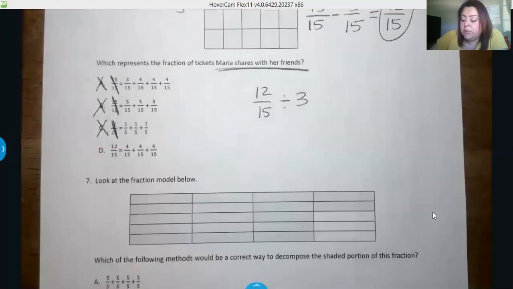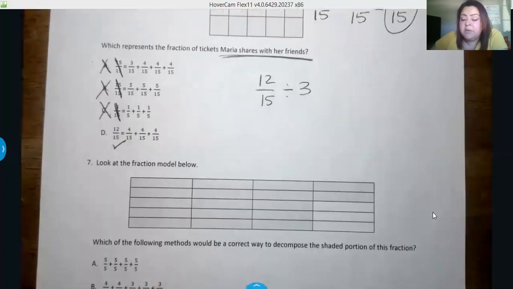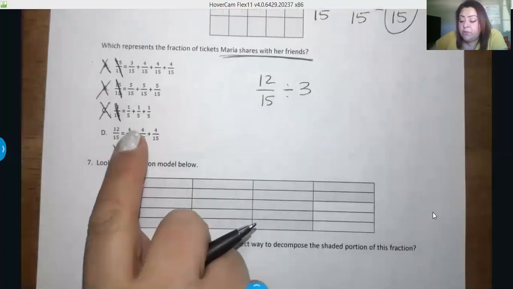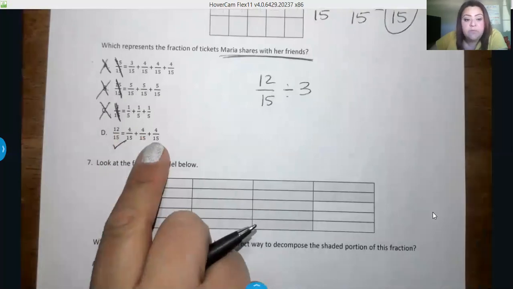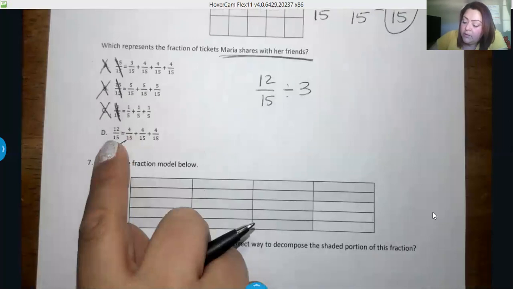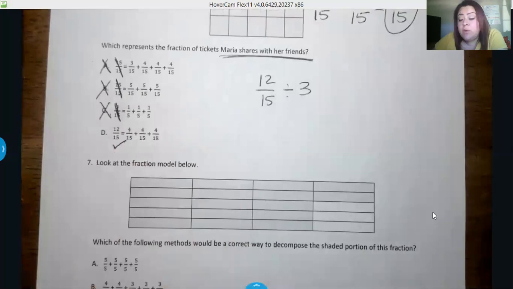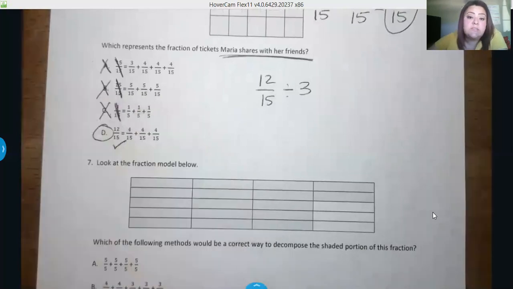And then D, okay, it starts with 12/15s. Great, that is what I'm looking for. And they split it between 3 friends, 1, 2, and 3. Okay, that's what I'm looking for. Let's make sure that that adds up to the actual 12/15. So 4, and I've got 1, 2, 3, so I can do 4 times 3 gives me 12. So yes, this is the answer I'm looking for.